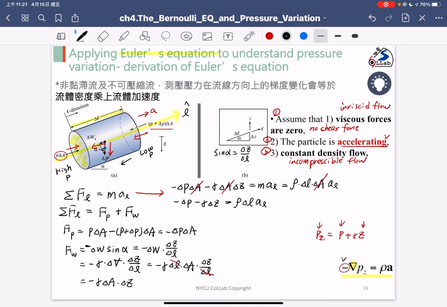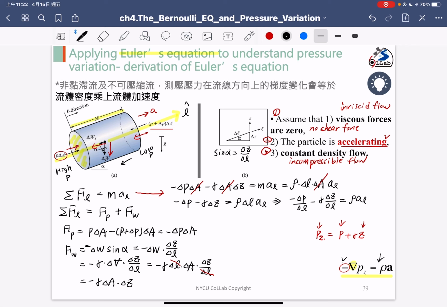The formula shown here is now much closer to the final one we need. The only difference is the delta L on the right hand side. So we divide both sides by delta L and rewrite the equation as minus delta P divided by delta L, minus gamma delta Z divided by delta L, equal to the density multiplied by the acceleration A.